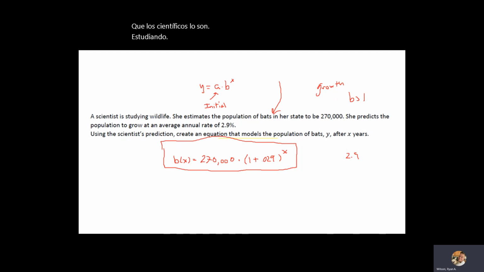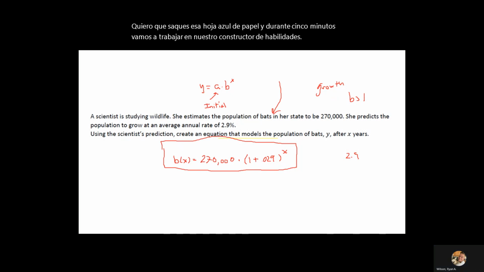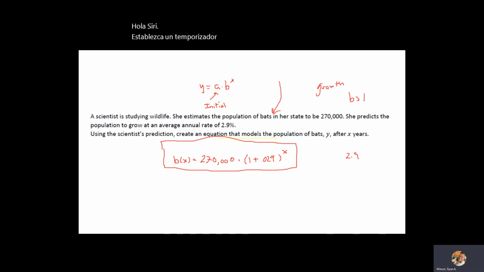Once you get done writing, you have 5 minutes. All right, I want you to take out that blue sheet of paper, and for 5 minutes, we're going to work on our skill builder. All right. Hey, Siri. Set a timer for 5 minutes, please. Okay. So this is going to be a little shaky. First day of review, I understand. Take out that blue paper, spend the next 5 minutes attempting to do that work. See if we can remember anything about that topic, SSC.1.1.